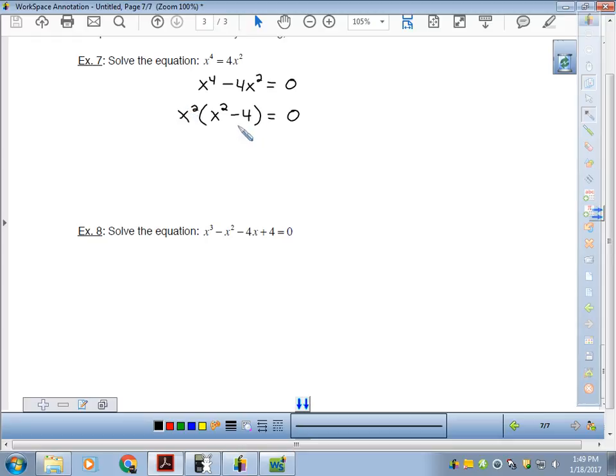And so there it is factored. Then we're going to set our factors equal to 0. So we'll have x squared equals 0, x squared minus 4 equals 0. For this one, you could just solve by taking the square root on both sides. The square root and square will cancel. You'll get x equals, square root of 0 is 0.